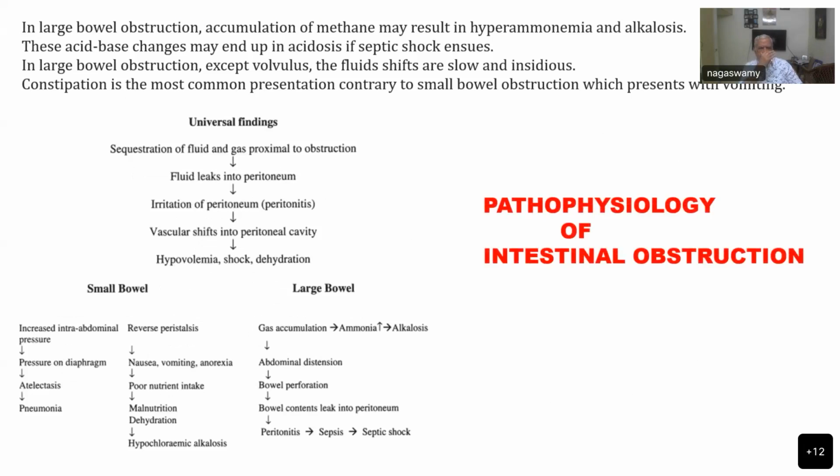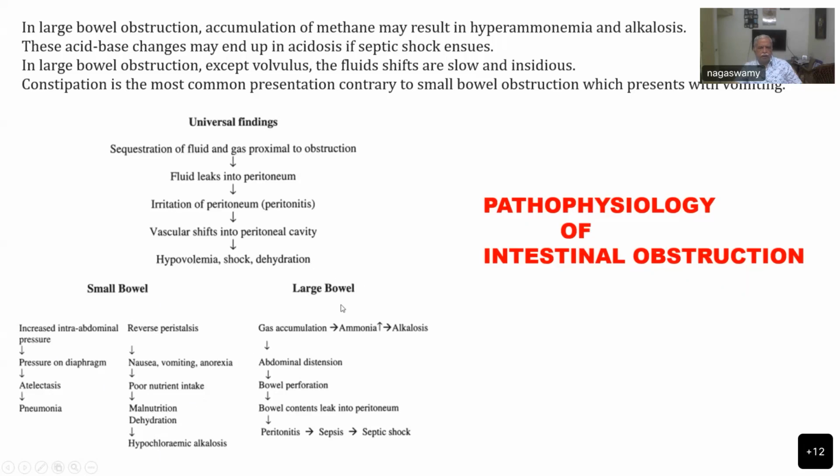And the pathophysiology: these are all the universal findings: sequestration of fluid and gas proximal to the obstruction, fluid leaks into the peritoneum also, irritation of the peritoneum producing peritonitis, vascular shifts into the peritoneal cavity, hypovolemia, shock, and dehydration. These are all the universal changes that happen. When it comes to small bowel, there is increased intra-abdominal pressure, pressure on the diaphragm, atelectasis, and pneumonia. Whereas reverse peristalsis will happen, which will result in nausea, vomiting, anorexia, poor nutrient intake, malnutrition, dehydration, hypochloremic alkalosis.